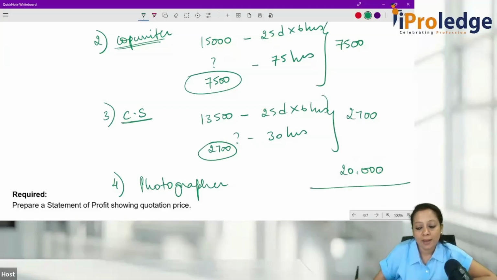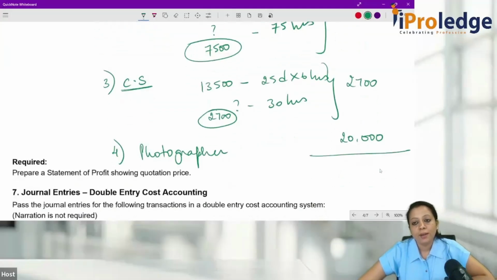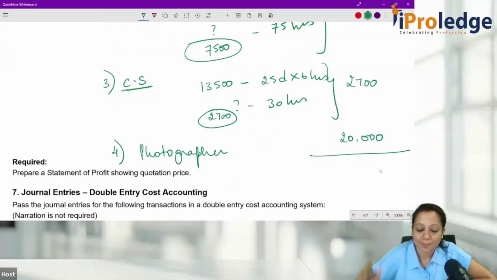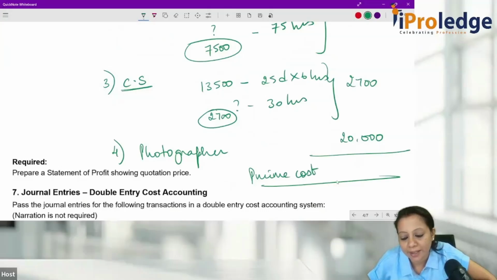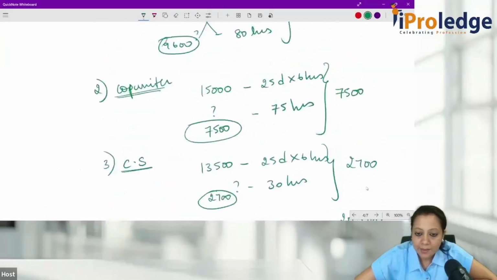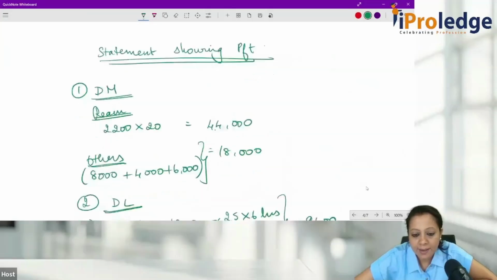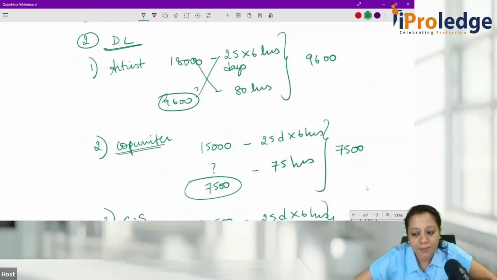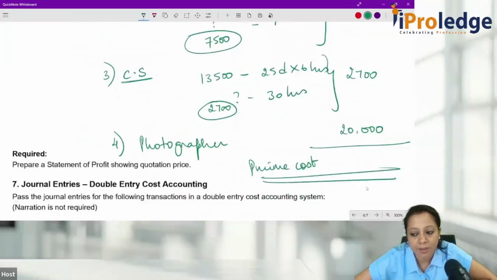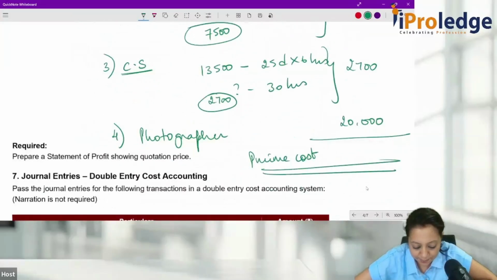That is why I keep saying, if you do cost sheet, job costing will become easy, and cost bookkeeping will become easy. Now prime cost. All of you, please add up whatever we have done. I'll show you quickly once again. Direct material 44,000, 18,000. Direct labor we have 9,600, 7,500, 2,700 and 20,000.